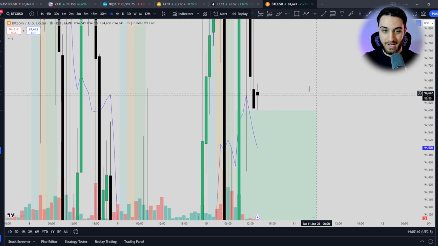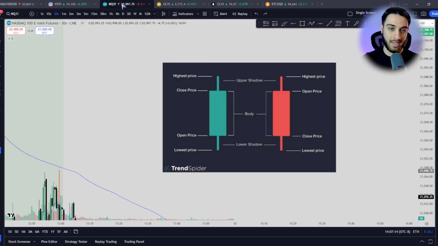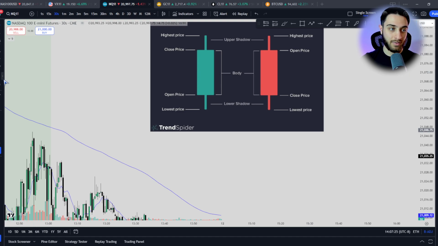If we zoom in, this is a bearish candle. By the way, guys, I didn't go over the terminology yet, but this red candle, when a candle's close is lower than the open, it opened and then closed below. That's called a bearish candle. Let me write it over here.